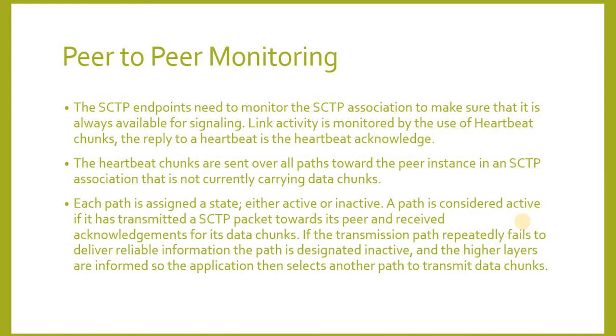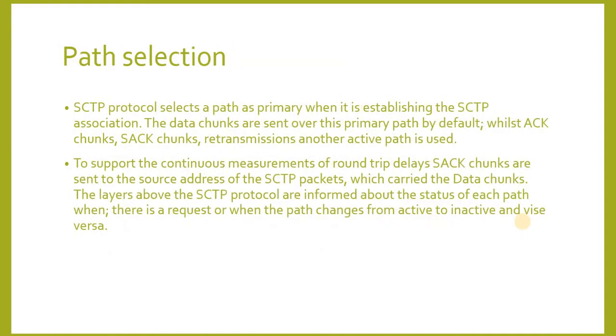Path selection. The SCTP protocol selects a path as primary when it is establishing the SCTP association. The data chunks are sent over this primary path by default, whilst for ACK chunks, SAC chunks and retransmissions, another active path is used. To support the continuous measurements of round-trip delays, SAC chunks are sent to the source address of the SCTP packets which carried the data chunks. The layers above the SCTP protocol are informed about the status of each path when there is a request or when the path changes from active to inactive, and vice versa.